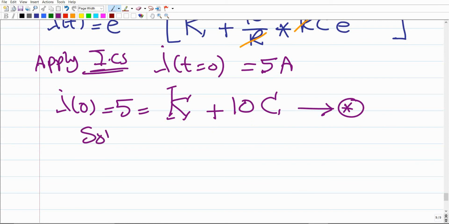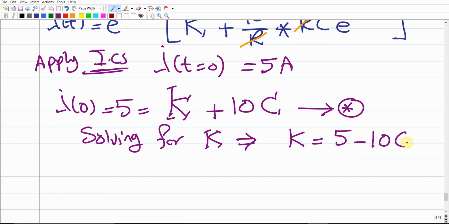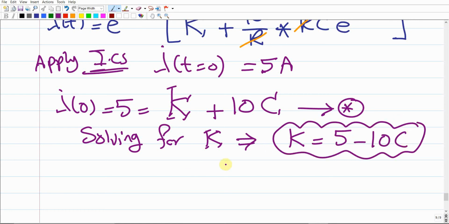So solving for k, this is gonna give us the constant K, how much it is. K is gonna be just moving the 10C to the left hand side. So this is gonna give us 5 negative 10C, where C again is the capacitance. It is not a constant. This is the capacitance of the capacitor.